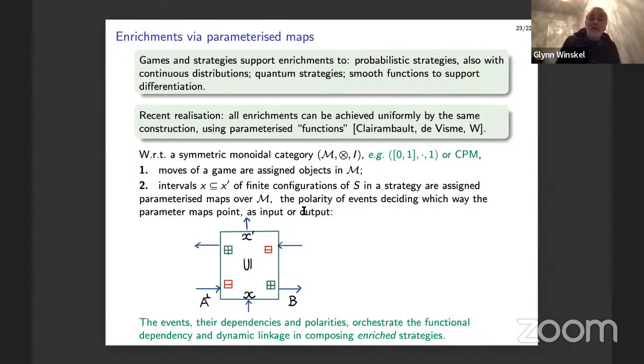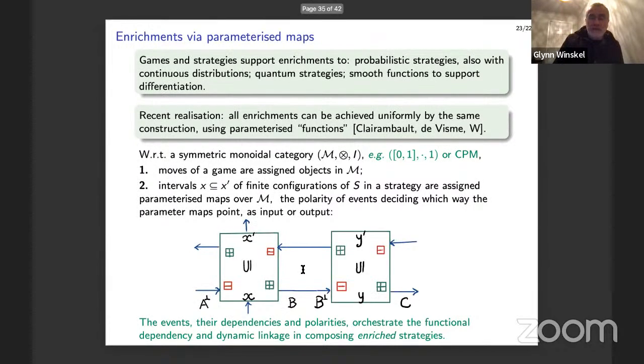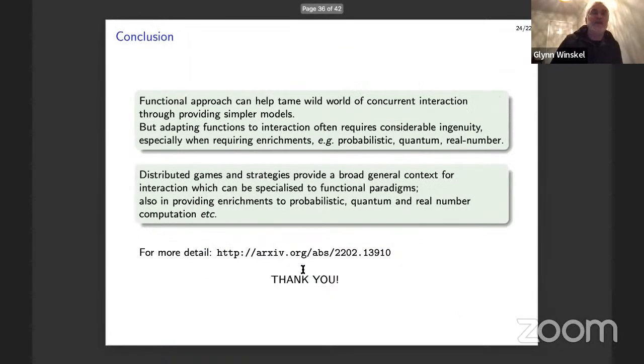Okay. But what I can say is, let me just finish this bit. The events and their causal limits and polarities help orchestrate the dynamic linkage that goes on in composing the enriched strategies, and I've tried to indicate that in this diagram here. So the functional approach can help tame the wild world of concurrent interaction through simpler models, but those simpler models require quite a lot of ingenuity to be discovered.